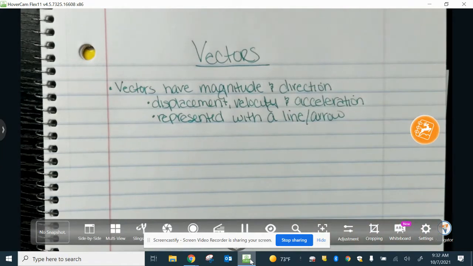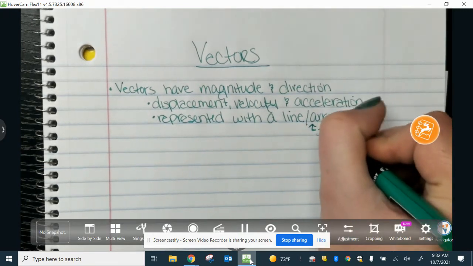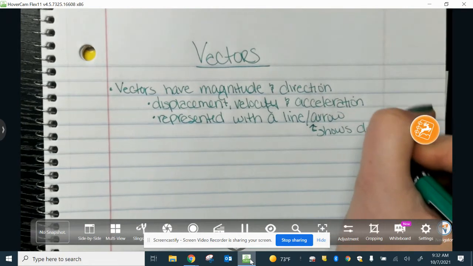All those are examples of vectors that you're familiar with. So really they're represented with an arrow, but you have to have that line too. And that arrow shows direction.